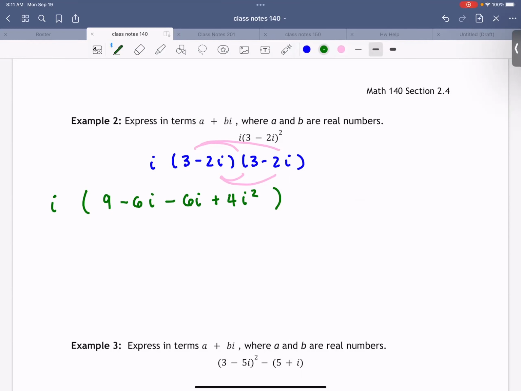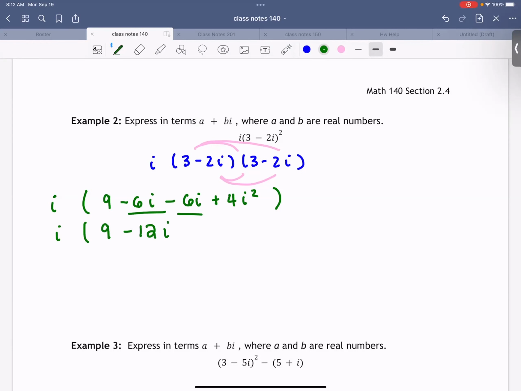Now it might be tempting to take that i and multiply it through, and that's totally okay, but let's try to simplify the inside. It might make it a little bit easier for us to simplify things at the end. So it looks like we got two -6i's, so we can combine those together, right? So 9 minus 12i. What can I do with the 4i squared?